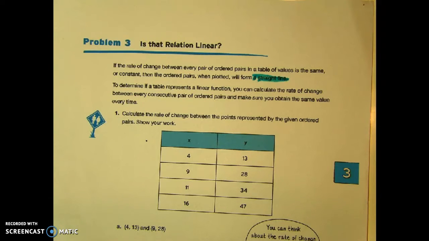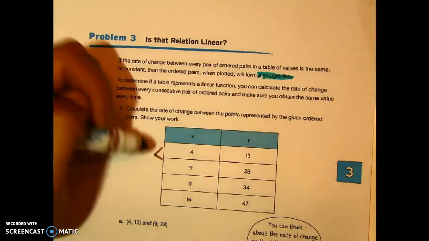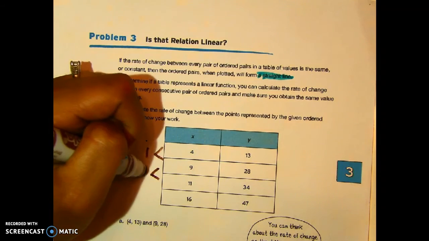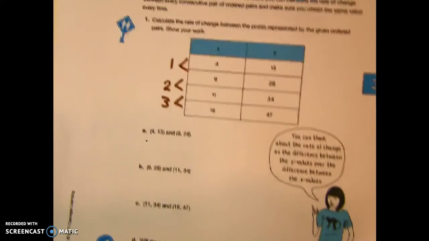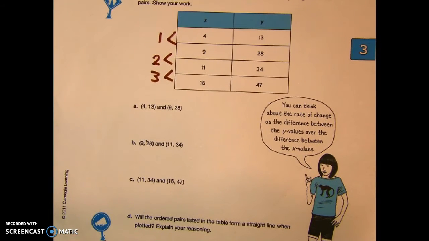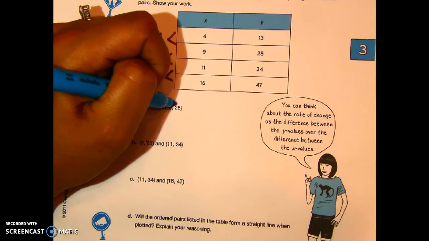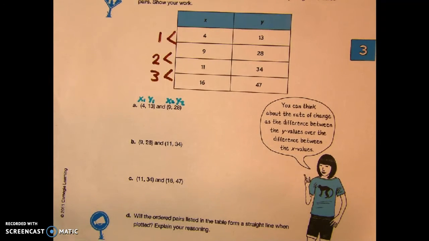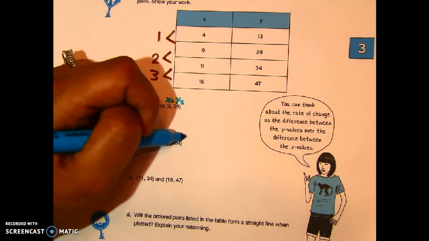So right here in part 1, it says calculate the rate of change between the points represented by the given ordered pairs. Just a quick reminder, you want to count how many are in your table to see how many pairs. There are 4, so I know there's going to be 3 sets of checks. Luckily, in your book, A, B, and C indicate the pairs you're going to be checking. So for this one, I'm going to just do X1, Y1, X2, Y2. Same thing, I'm going to label them all the same just to represent what's my first pair and my second pair.